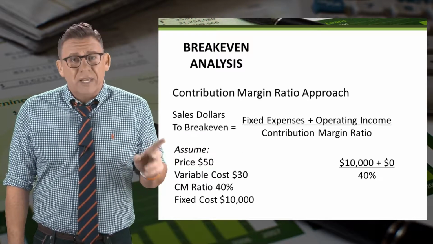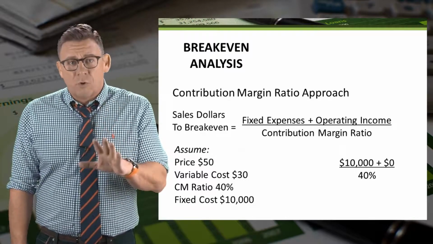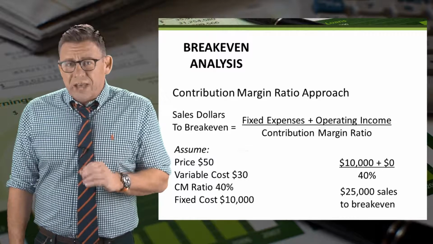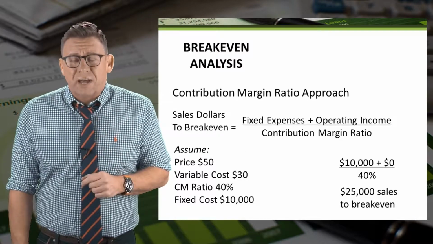So the calculation is 10,000 plus 0 divided by 40%. Thus, we've calculated that the sales revenue to break even is $25,000.